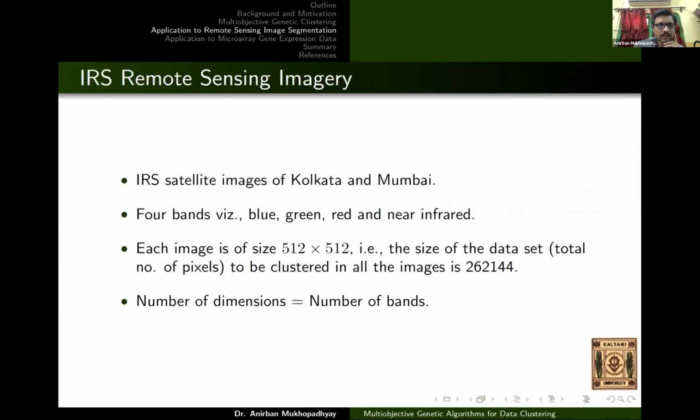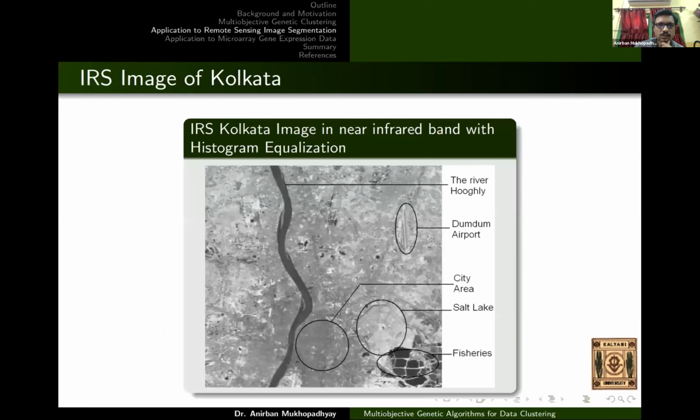We first applied it for an image segmentation or image clustering problem for some satellite images. We used two images. This is the Kolkata image, taken from IRS, the Indian Remote Sensing satellite. You see that this is an old Kolkata image. Now it has changed in many ways. Anyway, this is the river Ganges that cuts through the image, and this is the major city area, the Esplanade and the major parts of the city.